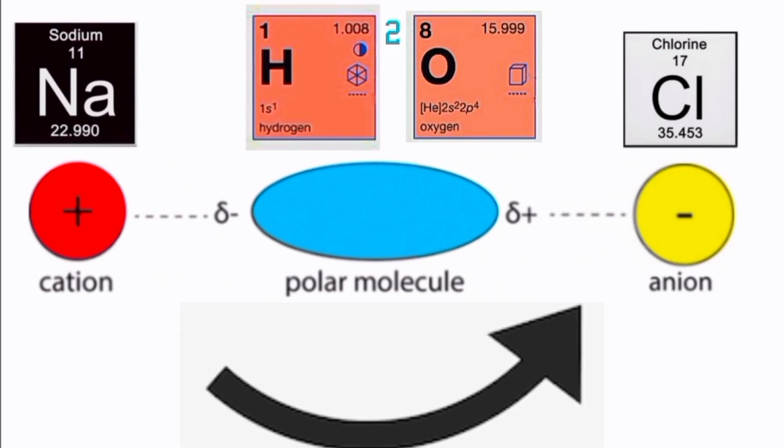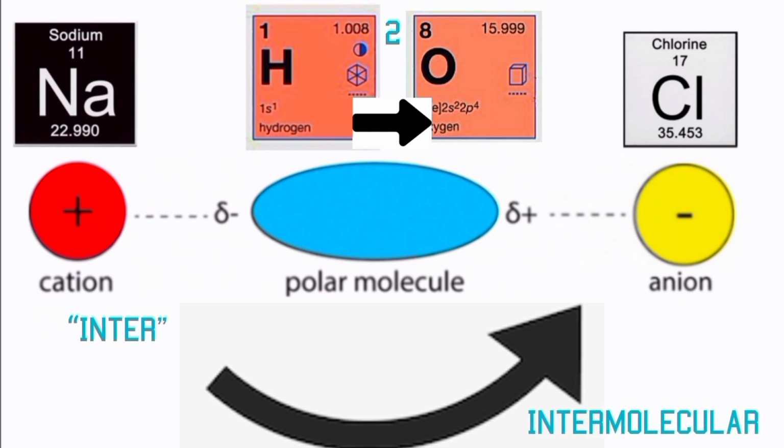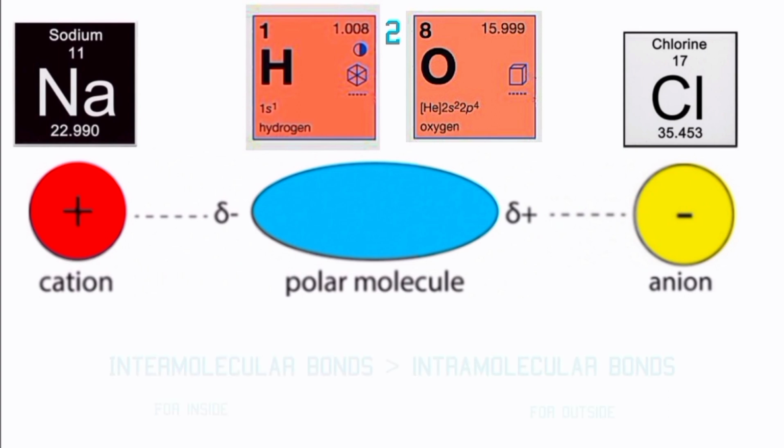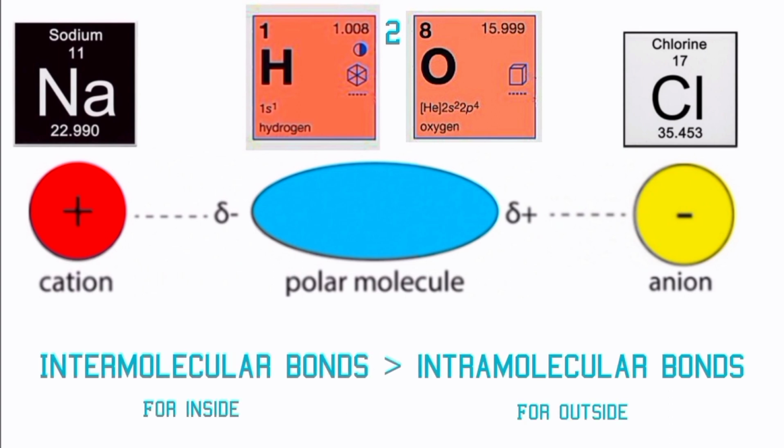Last thing to note is that the bonds between sodium chloride and dihydrogen monoxide in the illustration are inter, for intermolecular bonds, and the bonds within the sodium chloride and dihydrogen monoxide are intra, for intramolecular bonds. And intermolecular bonds will always be weaker than intramolecular bonds.